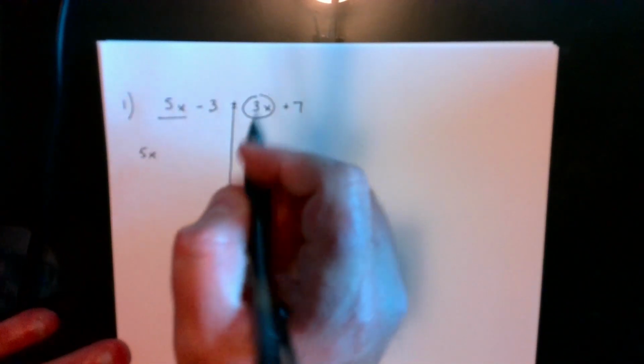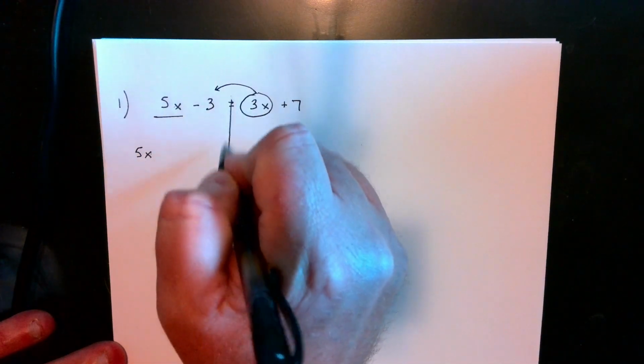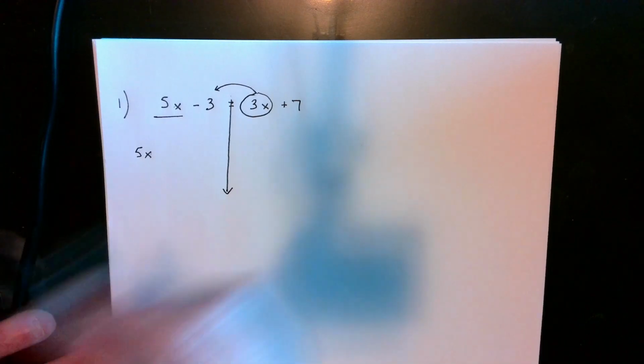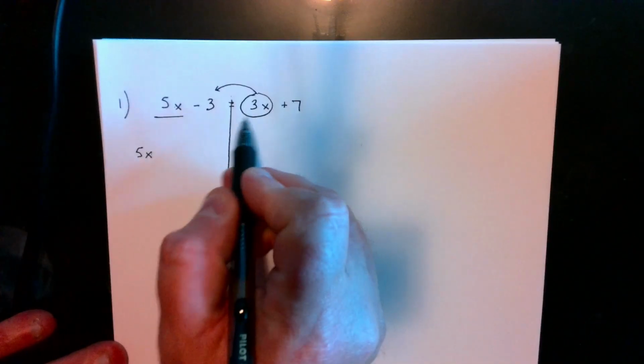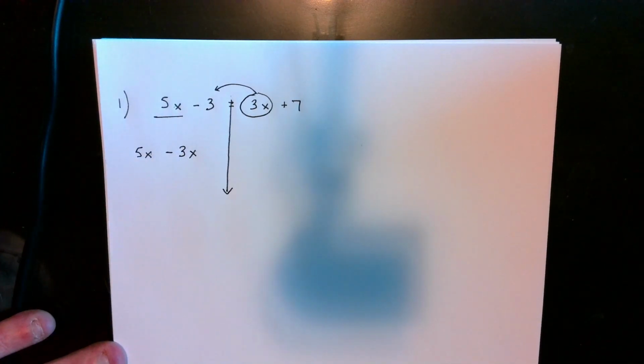Right? And so if we take this positive 3x and we bring it across our equal sign, across our line there, it's going to change values. So if it's currently a positive on this side, when it comes over to this side, it becomes a negative 3x.